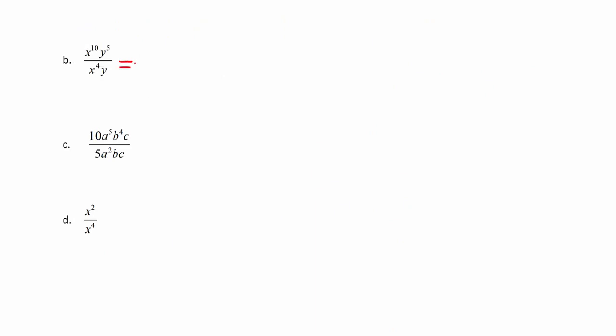So let's use the quotient rule on a few other examples. 10 minus 4 is 6, so I would get x to the 6. And 5 minus 1 is 4, y to the fourth.